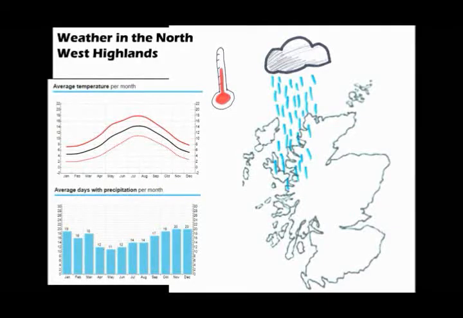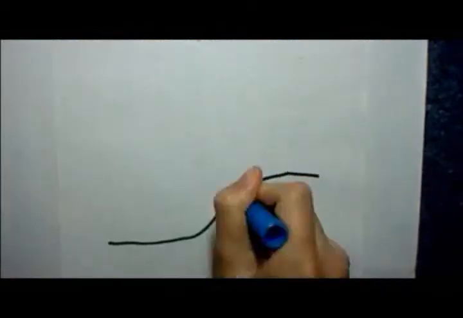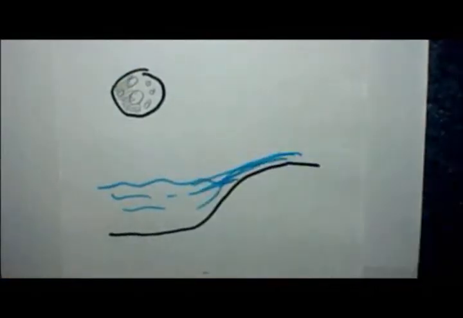Kintail itself surrounds the end of Loch Duich, a deep-sea loch which, although tidal, contains a high percentage of fresh water due to the runoff. Anyway, back to the landscape.